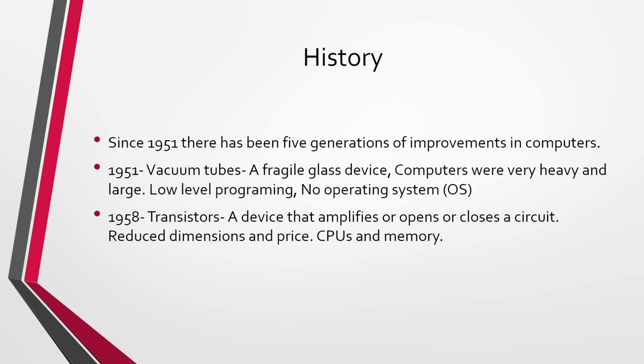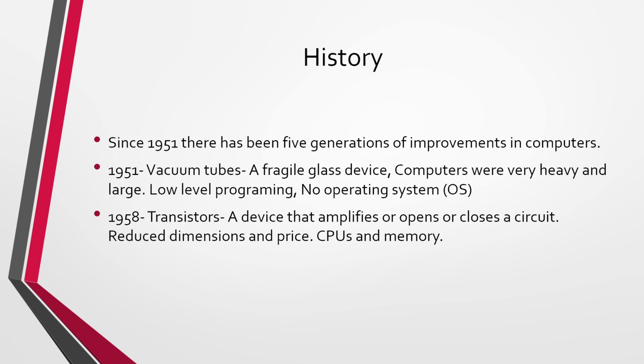Since 1951, there have been 5 generations of improvement in computers. In 1951, vacuum tubes were being used, which are fragile glass devices. Computers were very heavy and large. Low-level programming was available, and there was no operating system on these devices.